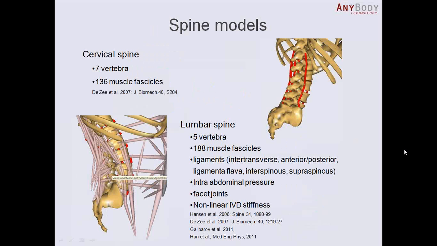Specifically addressing the spine, a number of important technical features have been included in the models that focus on the cervical and lumbar regions of the skeleton. These include diverse musculature, the passive stiffness imparted by the disc as well as the important ligaments, facet articulations, and intra-abdominal pressure in the lumbar model. And you can also see by the citations that I've listed here that there have been a number of studies published on the validation of these models.